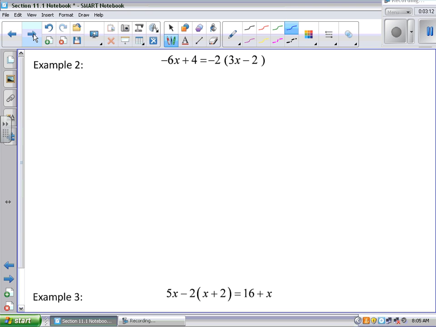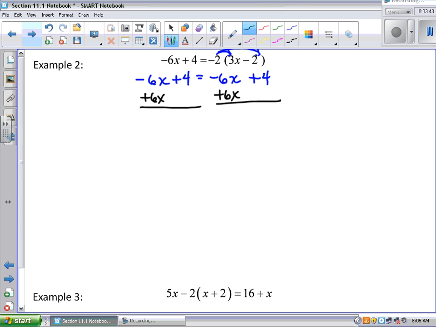Example number 2. Negative 6x plus 4 equals negative 2 times 3x minus 2. Again, we need to start by simplifying. So we're going to distribute the negative 2, and I get negative 6x plus 4 equals negative 6x plus 4. To get all my x terms on the same side, I'm going to add 6x to each side. And this is starting to look pretty much like the last equation that we did.